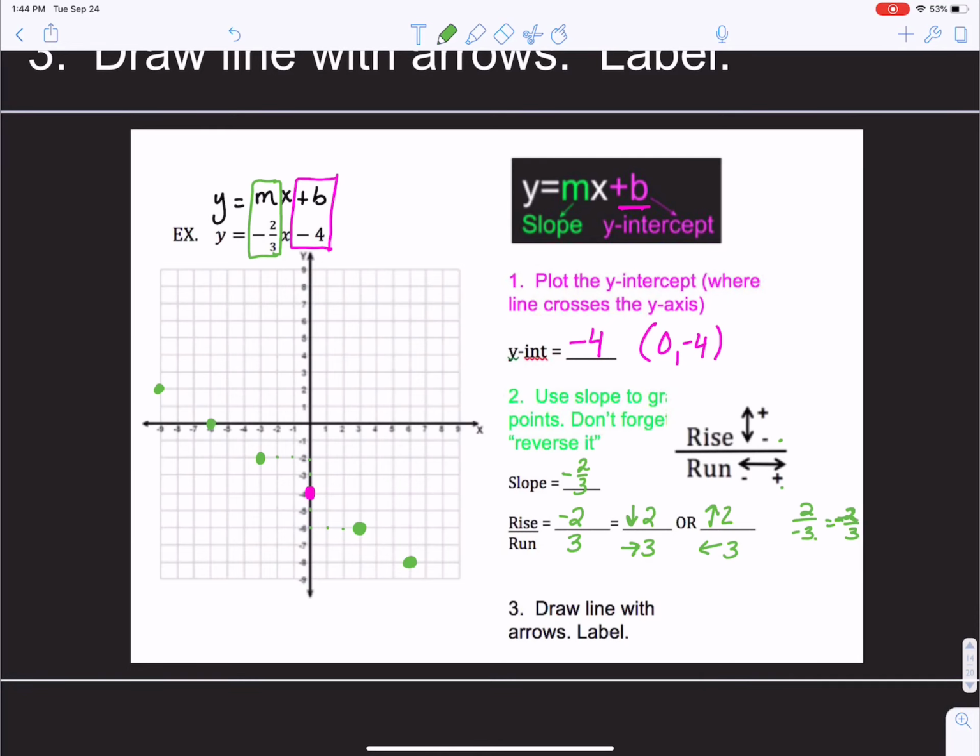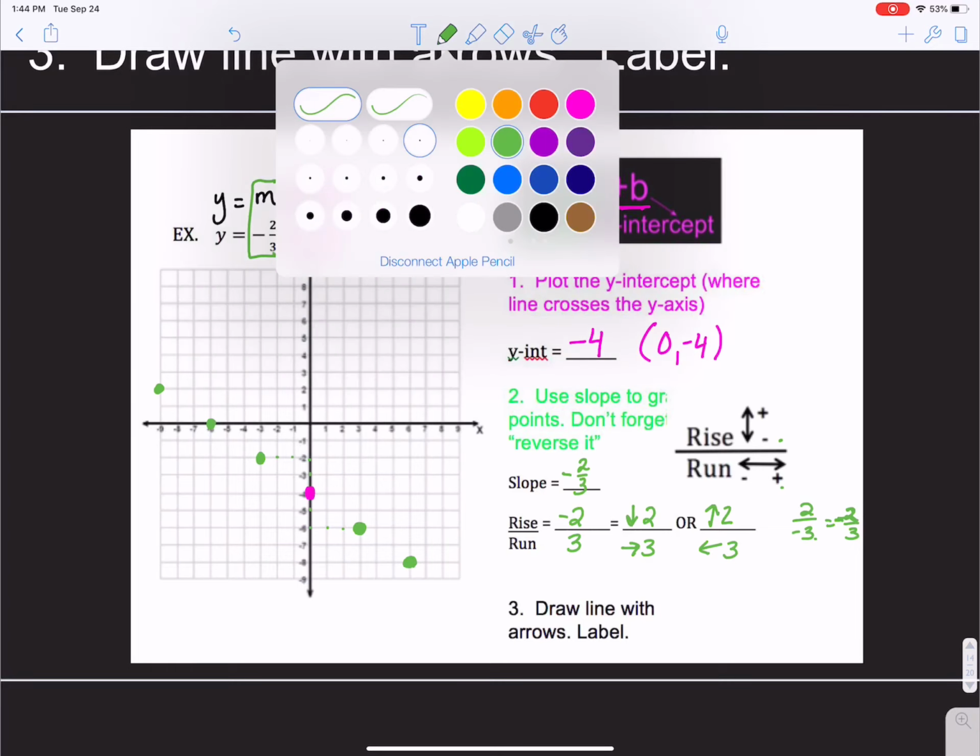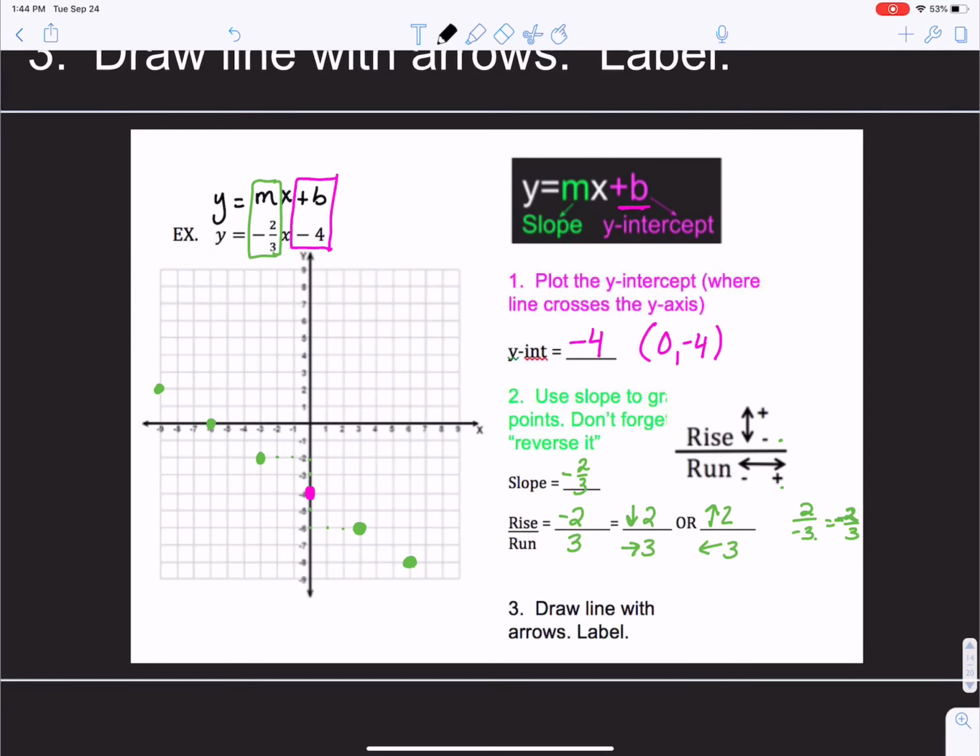Then step 3, draw the line. So we're going to put the line. We're going to put arrows at the end to indicate that that continues. And then the last step says to label it. Often when we see lines that are graphed, they're labeled with the equation written at either end. So that is the line that represents y equals negative 2/3 x minus 4.